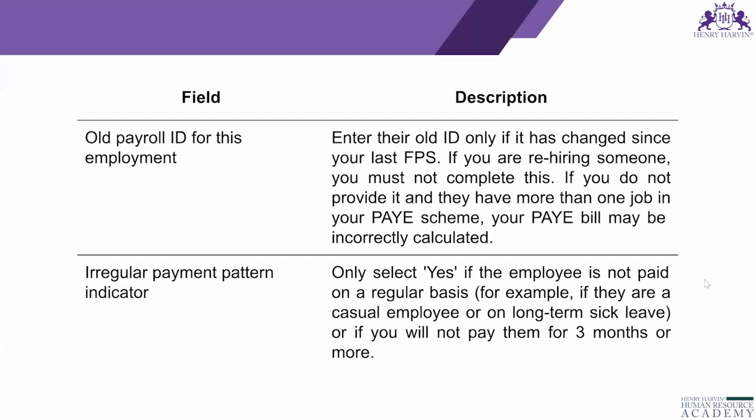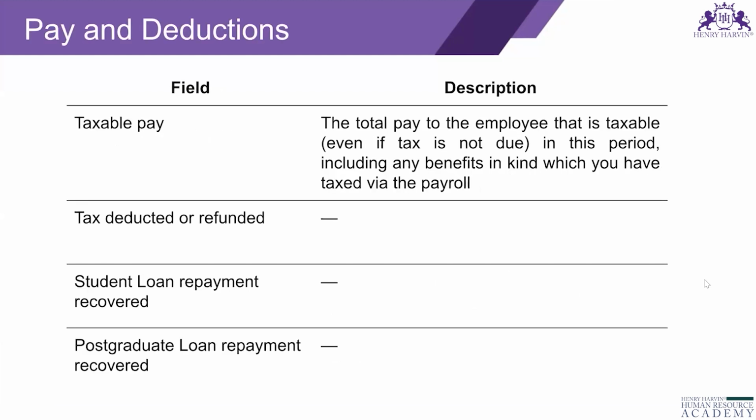Otherwise, HMRC will think that you're paying this employee in one month and you're not paying this employee in the next 2 months. Then again, after 2 months, you're paying this employee. So if you take this option, then HMRC will not ask you any question. They know that this is an irregular payment pattern employee. So whenever you pay them, you tax them. For annual employees, there is one more indicator I'll show you, only for annual payment. If you're paying someone annually, there is one option that you have to tick. Or if you will not pay them for 3 months or more, these are some examples.